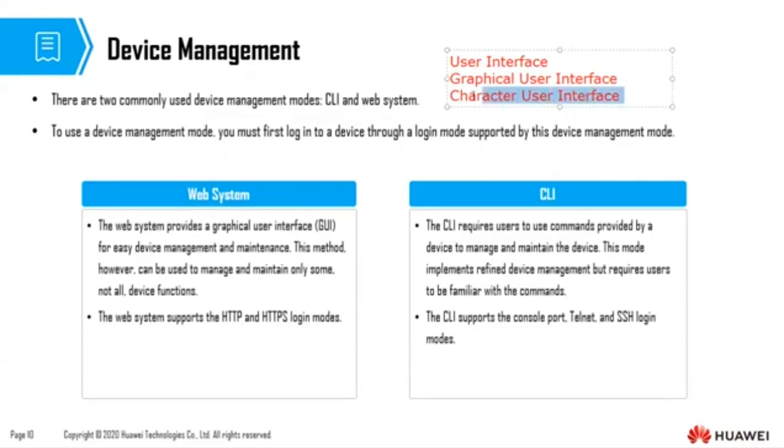Otherwise, the other option is the character user interface. With the character user interface, you type in textual commands to what we call a command prompt or a command line interface. So Huawei devices offer two types of user interfaces. One of them is graphical, that is a web system, meaning that you're using your browser.